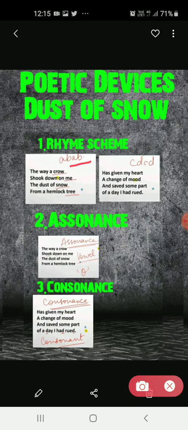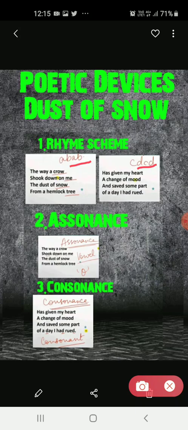And if you go to the second stanza of the poem, you will notice that the word heart is rhyming with the word part, and the word mood is rhyming with the word rued. So the rhyme scheme is CDCD.